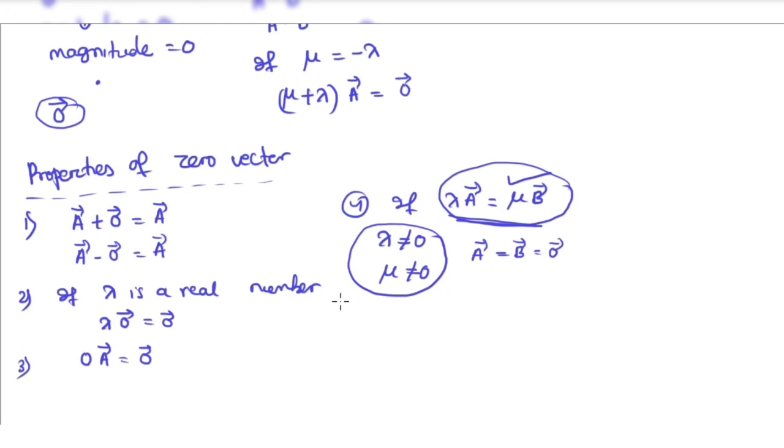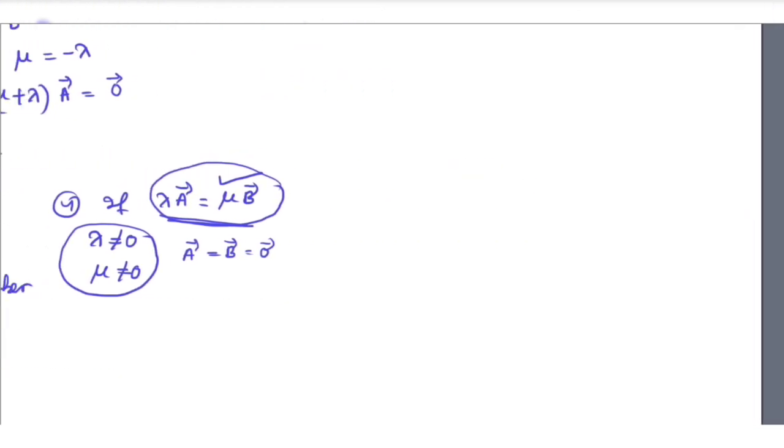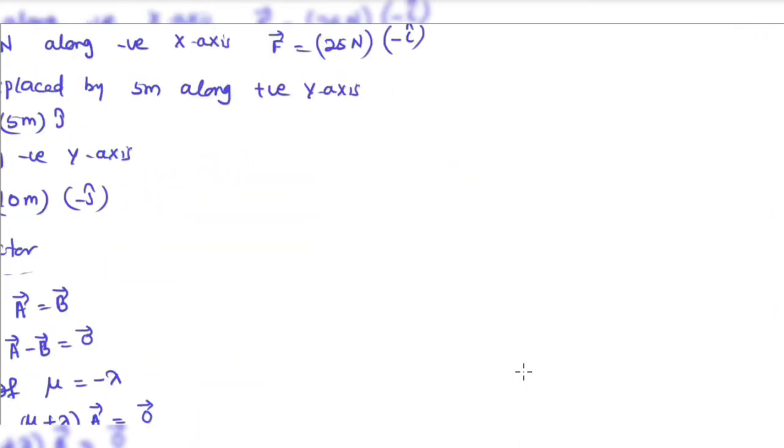And remember that 0 vector is represented by a dot or a point, because 0 vector has no magnitude, and that's why we cannot draw a line, because the length of the line represents the magnitude. Since magnitude is 0, the length will be 0, and that's why we have to represent it by a dot. Now we'll discuss the next important topic, that is multiplication of a vector by a real number.